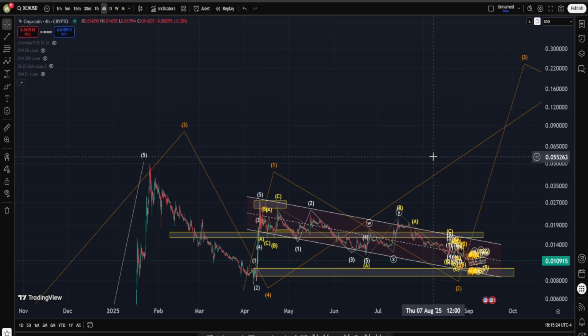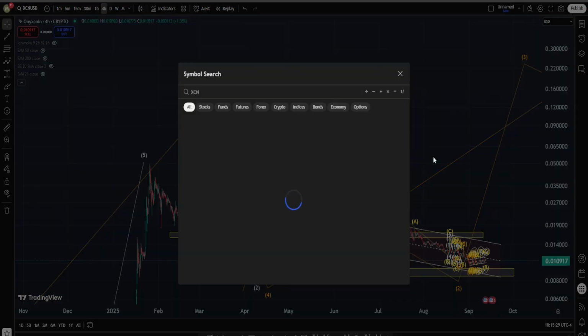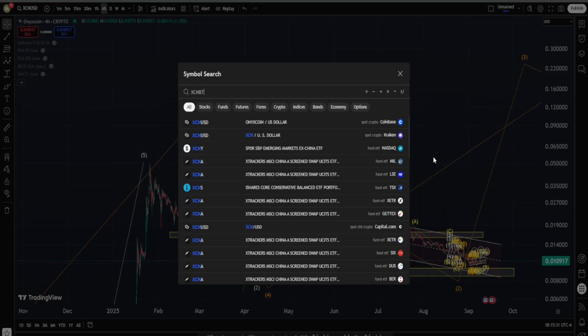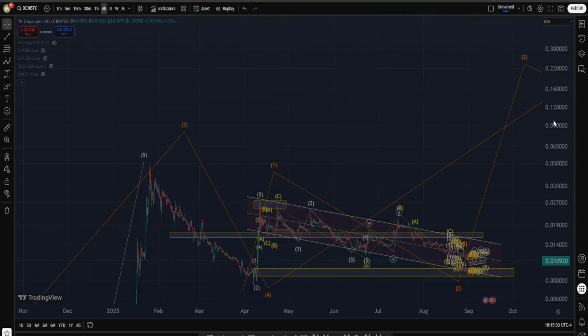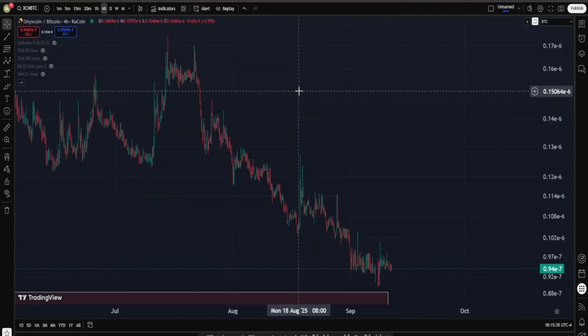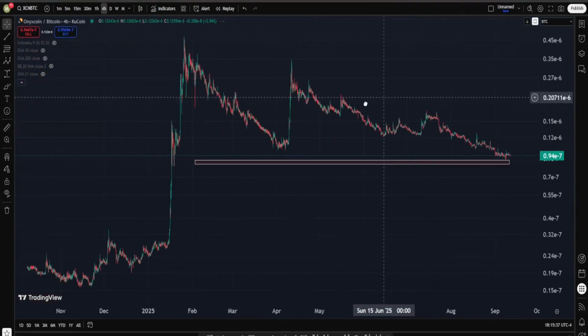The answer is absolute yes, we do have some more reasons to be bullish, and it actually comes down to XCN's chart relative to Bitcoin. Let's go around here. Okay, so what is happening right now?